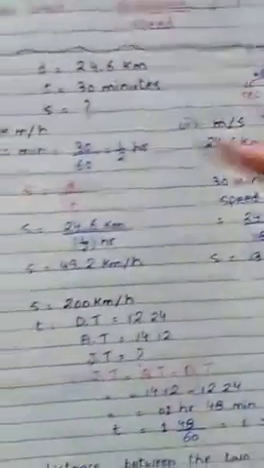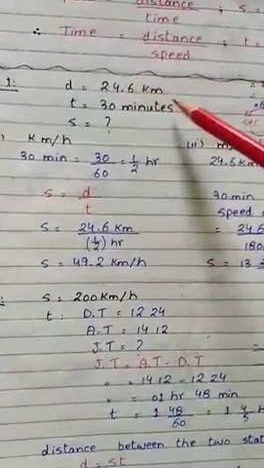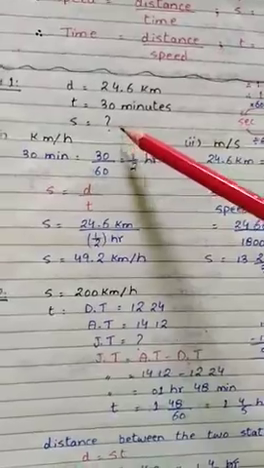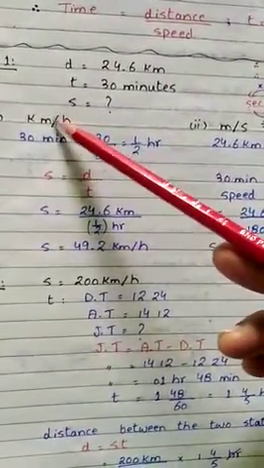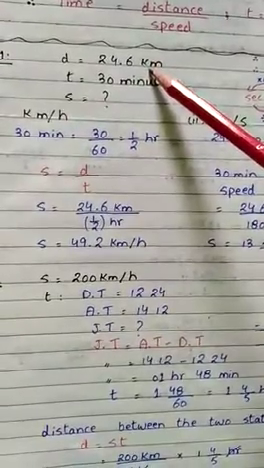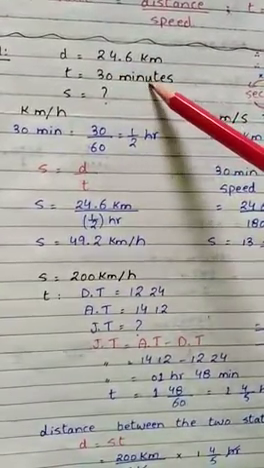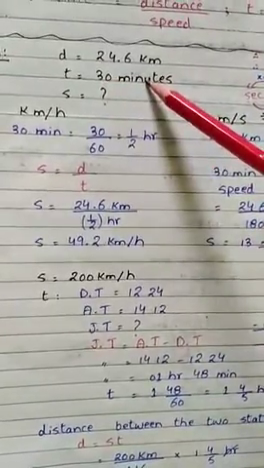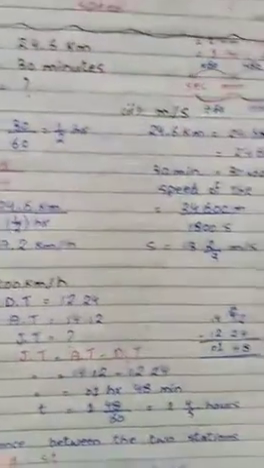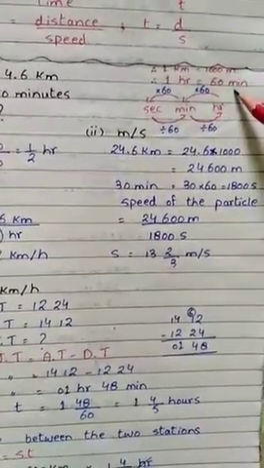So let's come to the solution. Distance is 24.6, time is 30 minutes and speed is missing. In part 1 we need kilometer per hour. So distance is already in kilometer, but the time is in minutes. So you need to convert 30 minutes into hours. And we know that 1 hour is equal to 60 minutes.